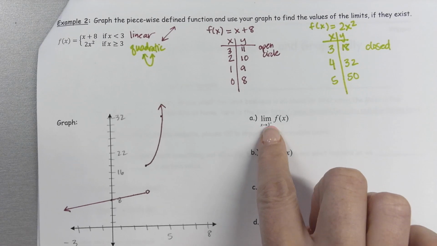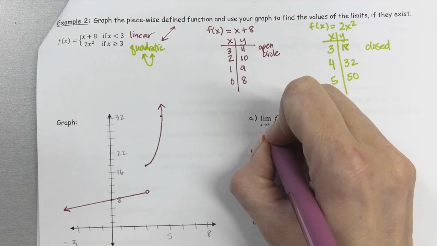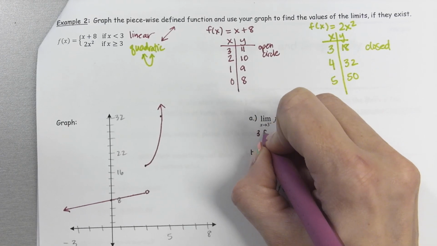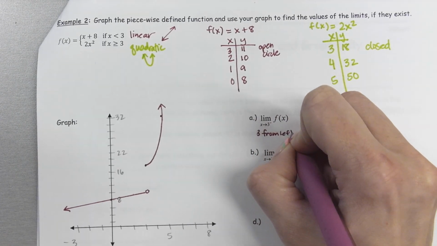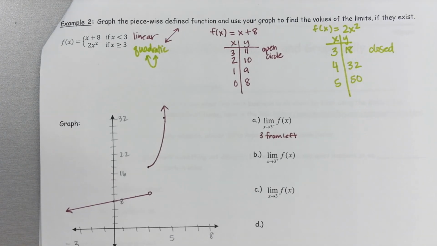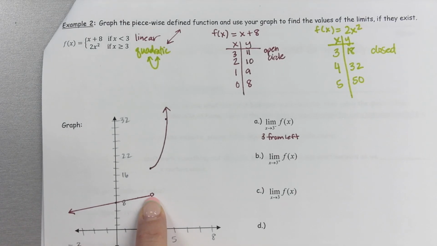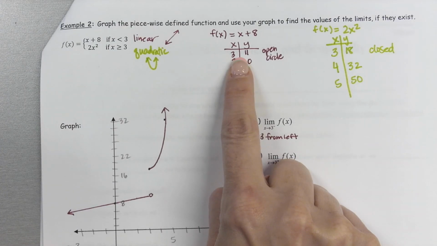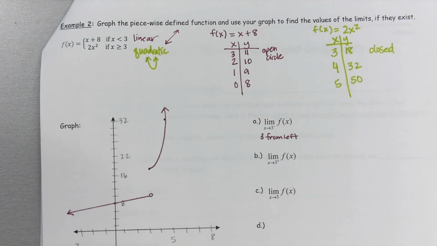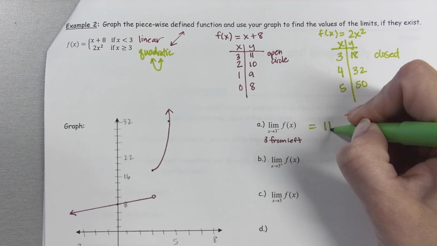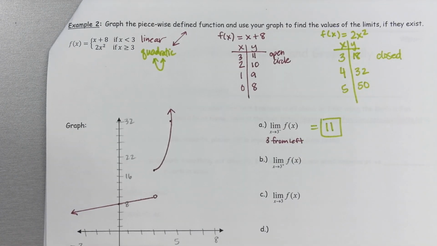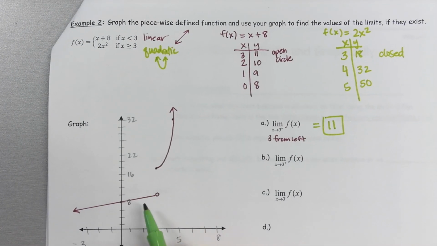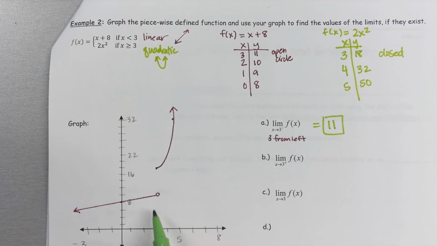Okay, so whenever you see that negative, this is 3 from the left. So not -3. If I go to 1, 2, 3 here, I can see that from the left side, I'm getting closer and closer to this open circle that I made here. So that's going to be 11. If I'm approaching 3 from the left side, it's getting closer and closer to 11.